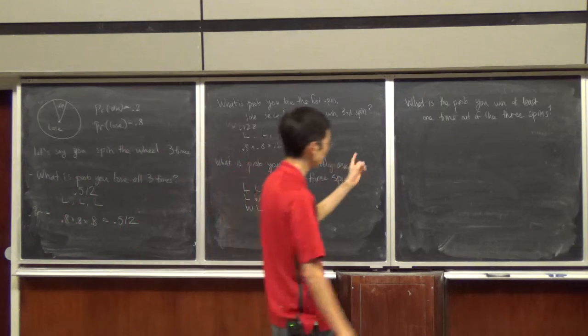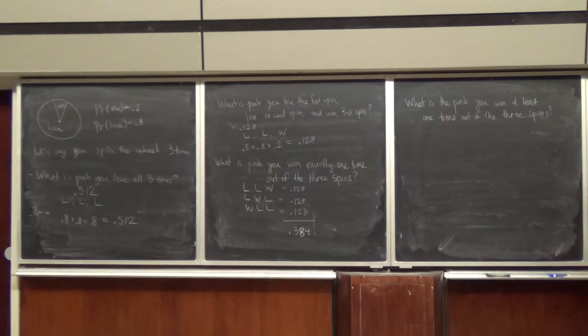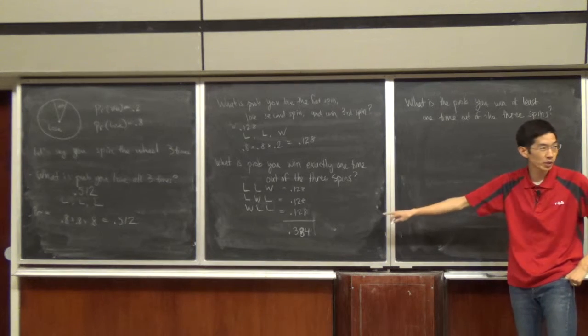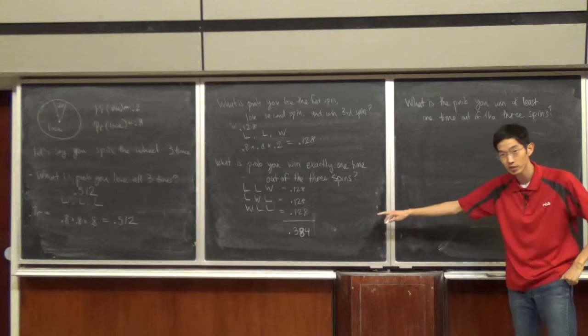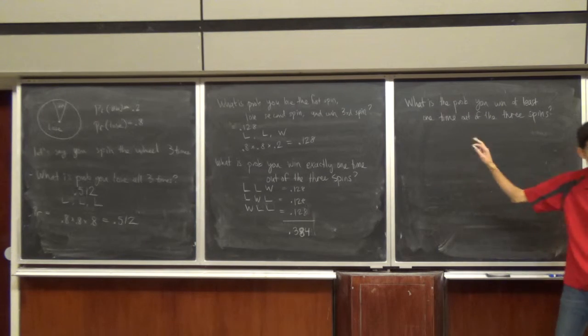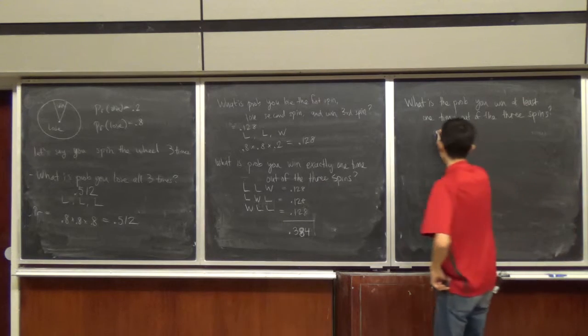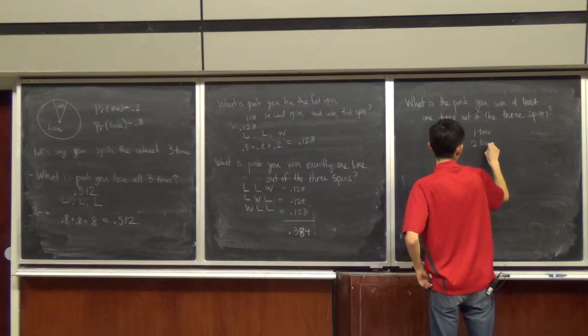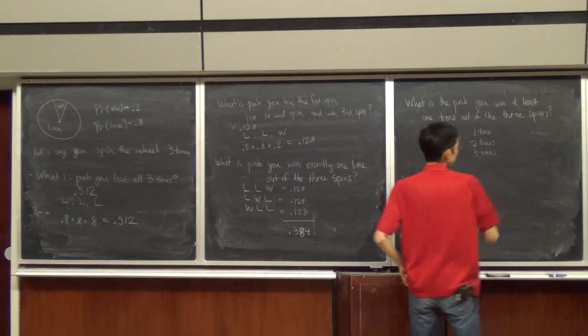Okay? And this last one also sounds similar, but it is different. It says, what is the probability you win at least one time out of the 3 spins? Okay? So what's the difference here between this one and the other one? At least once means you can win once, twice, or 3 times. So should the answer here be bigger or smaller than the answer here? It should be bigger, right? Because this is you win only once out of the 3 times, and here you can win once, or twice, or 3 times. Okay? So this includes winning 1 time, 2 times, and 3 times.